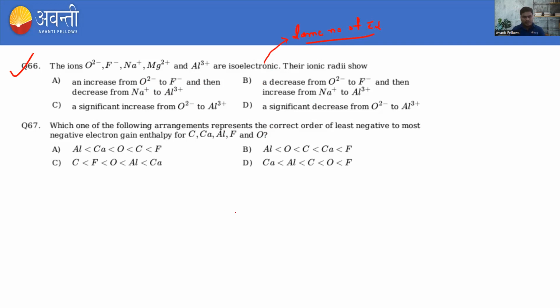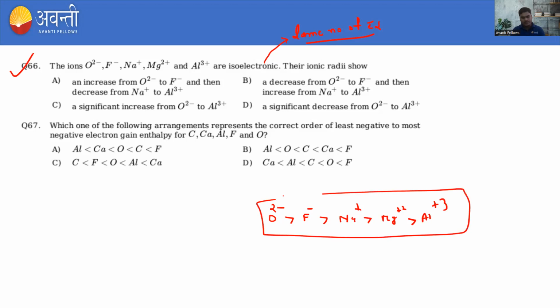So we know that the most negative charge is possessed by O2 negative, so O2 negative is larger in size, then F negative, then sodium plus, then Mg2 plus, and then Al3 plus, right? So this is the order of the ionic radii.